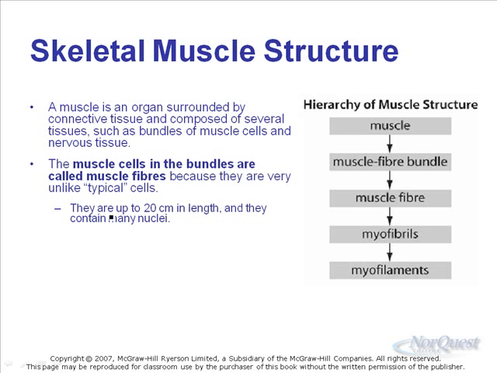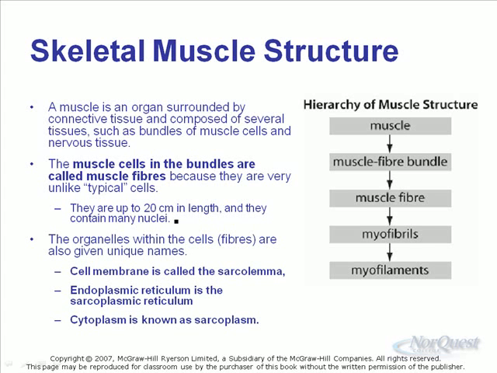The muscle cells in these bundles are called muscle fibers. So each cell is called a fiber as opposed to just a cell. And what we're going to find out is that there are some special names for muscle cells. I can't tell you why, but for the organelles inside of our muscles, there are different names. These muscle fibers can be up to 20 centimeters in length, and they contain many nuclei. The organelles within them have unique names. The cell membrane is called the sarcolemma. The endoplasmic reticulum, or the ER, is called the sarcoplasmic reticulum, and cytoplasm is known as sarcoplasm. So a little bit of new memorization.